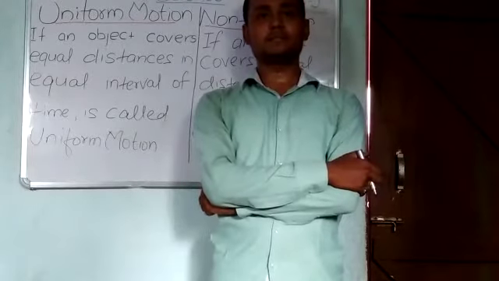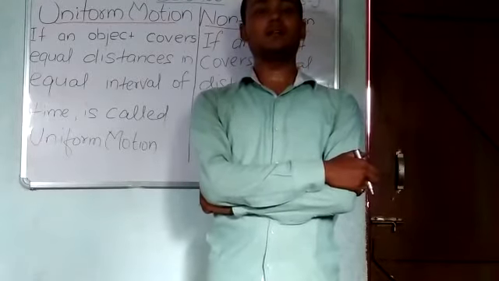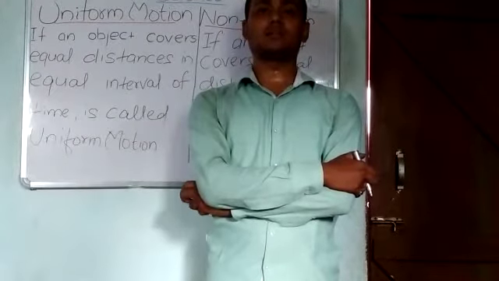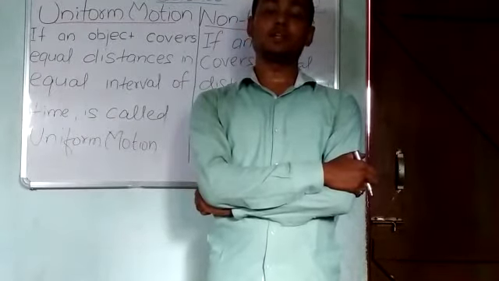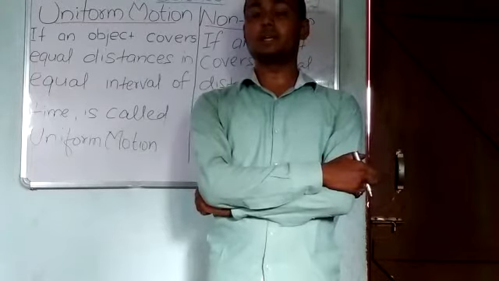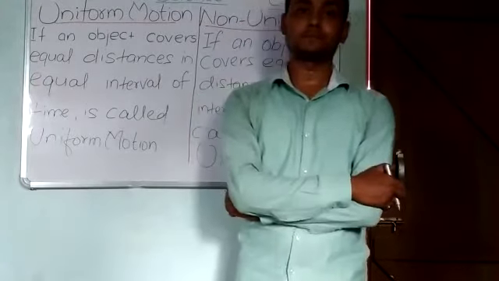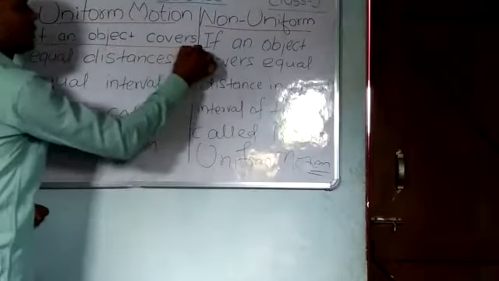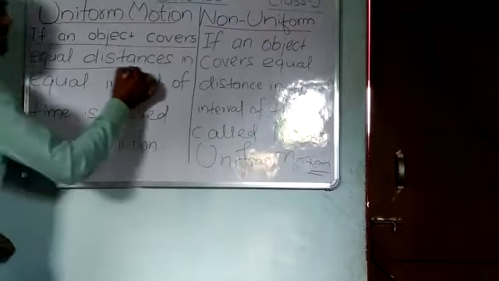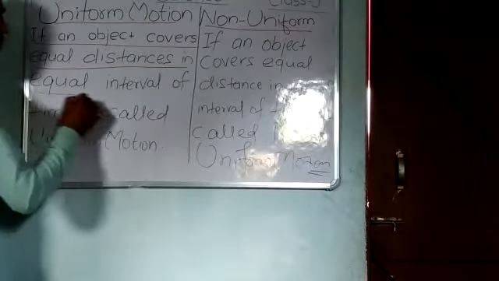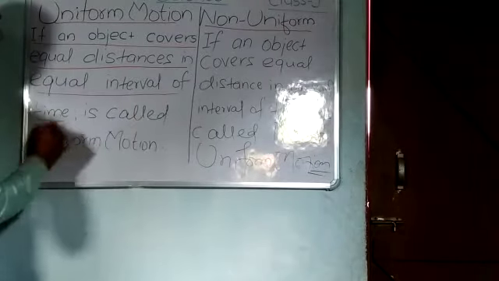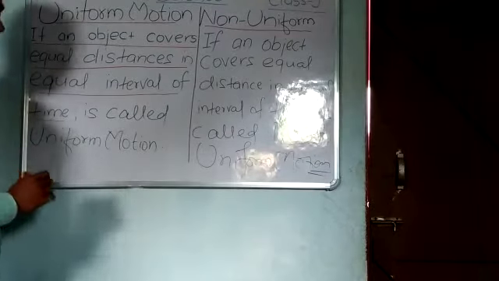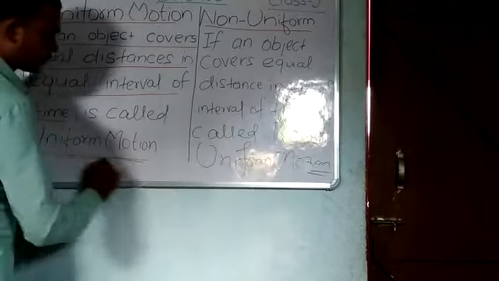If an object covers equal distances in equal intervals of time, then the object is said to be in uniform motion. See, if an object covers equal distances in equal intervals of time, then the object is said to be in uniform motion.